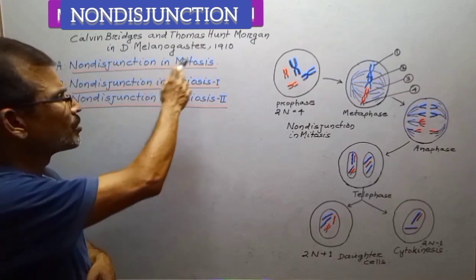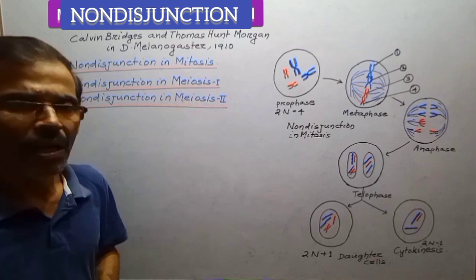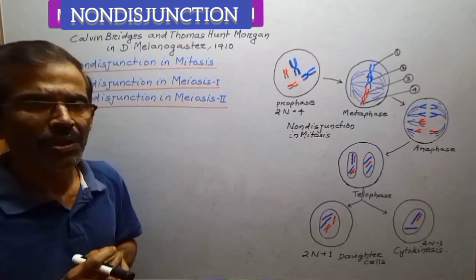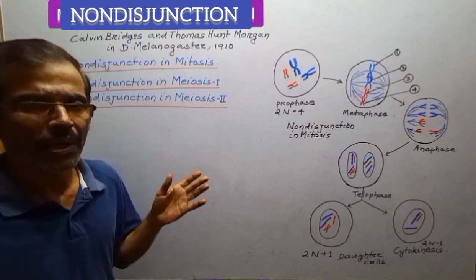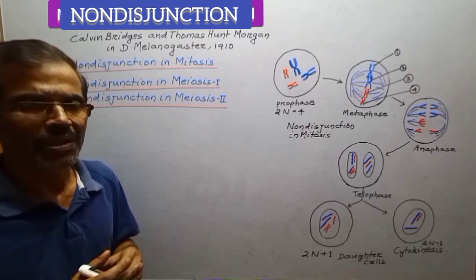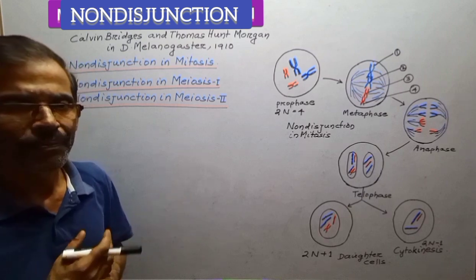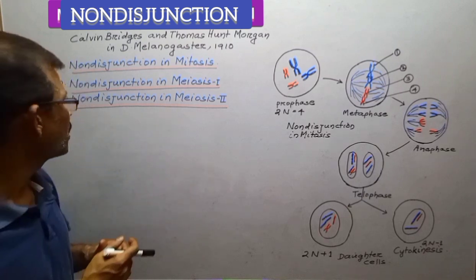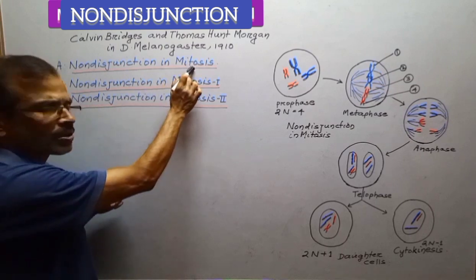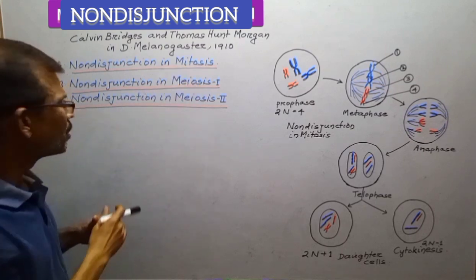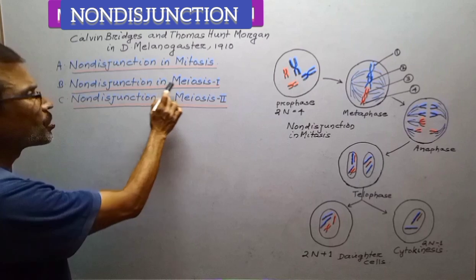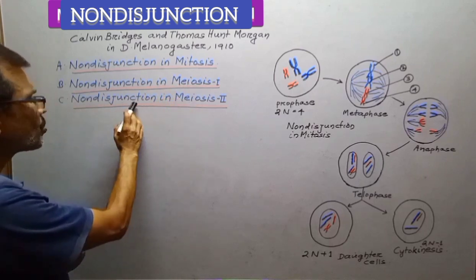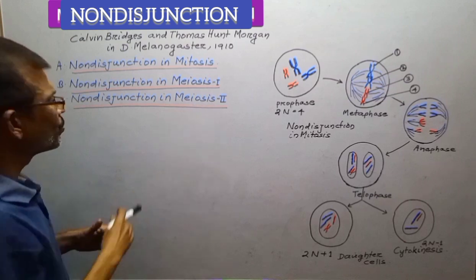Calvin Bridges and Thomas Hunt Morgan are credited with discovering non-disjunction in Drosophila melanogaster sex chromosomes in 1910. There are three forms of non-disjunction. One is non-disjunction in mitosis, number 2 non-disjunction in meiosis 1, and number 3 non-disjunction in meiosis 2.